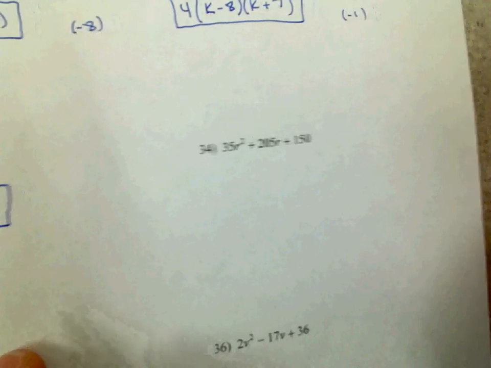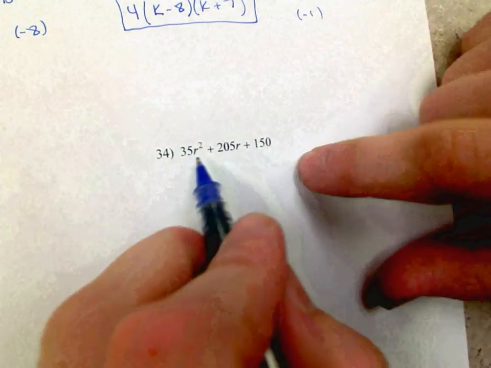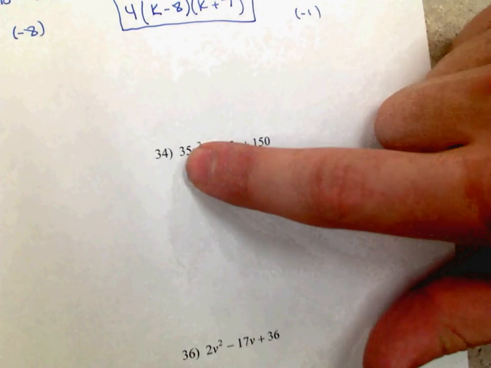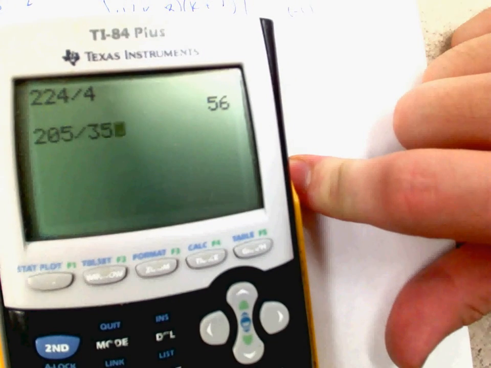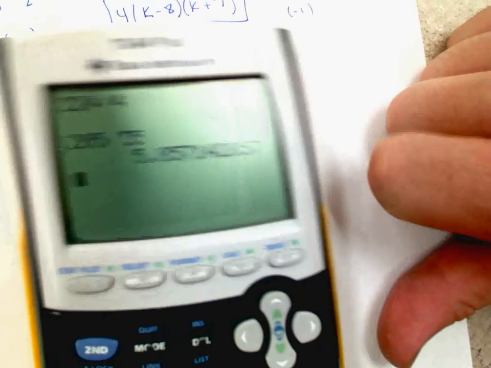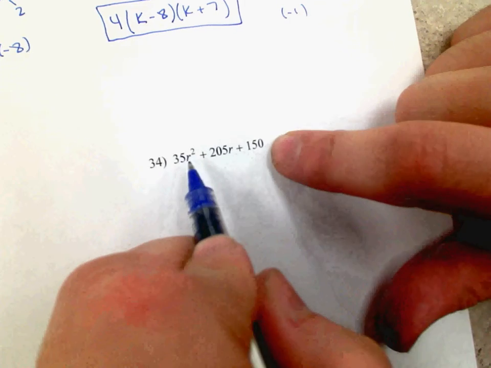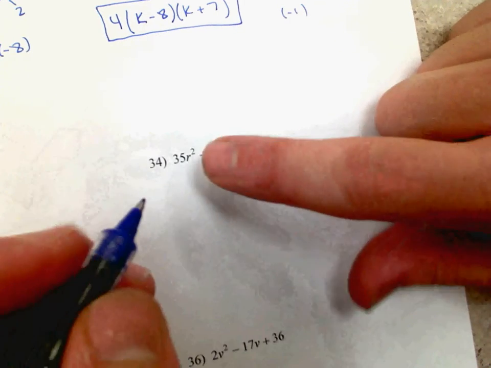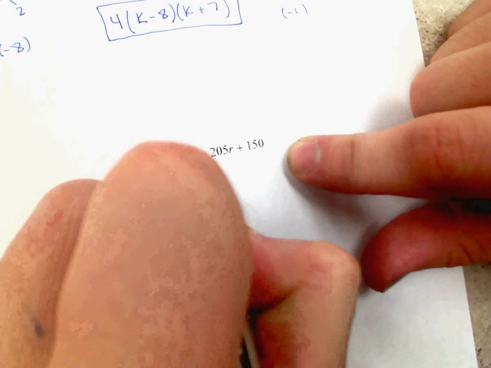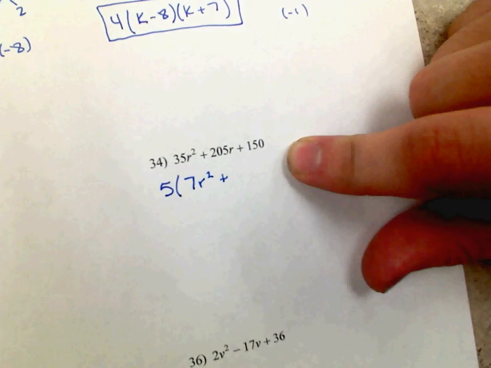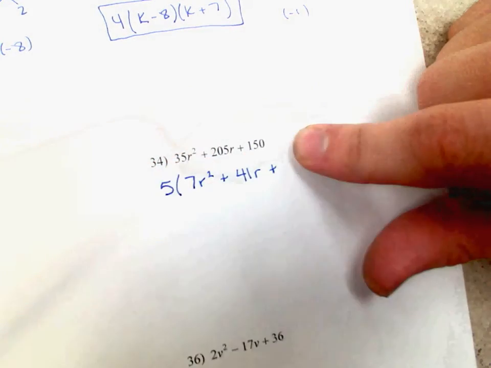34. Again, I want to take out as much as I can. I wonder if these are divisible by 35. That would be convenient. Let me see. And it's not. So I do know that they're all divisible by 5 because they're all 5s and 10s at the end. So I'm just going to divide a 5 out. 35 divided by 5 is 7. 205 divided by 5 is 41. Plus 150 divided by 5, type that in, I get 30.